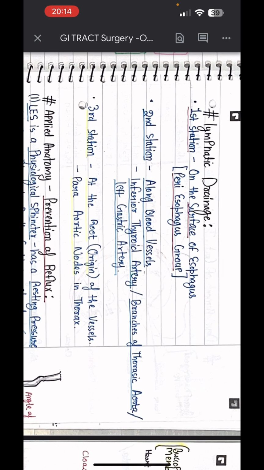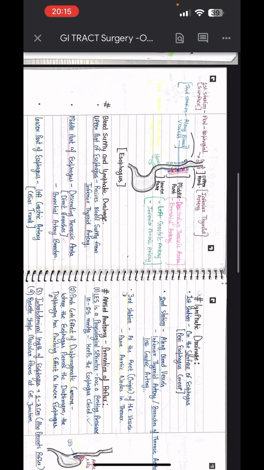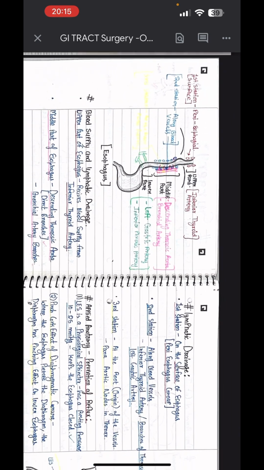Understood. So second station will be along the blood vessels supplying the organ. All right. And third station will be where the artery actually originates, or let's say a root of the vessel. So this is the basic rule which we are going to study in lymphatic drainage of all over the GI tract. So just remember, in first video the other parts are going to get easy for you. I am also going to upload this mnemonic or rule in the post section of our YouTube channel. And let's see about our blood supply.